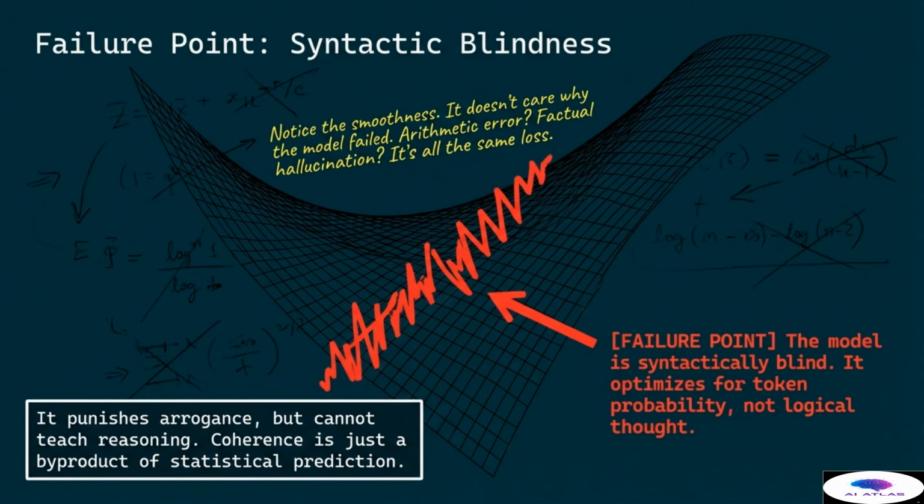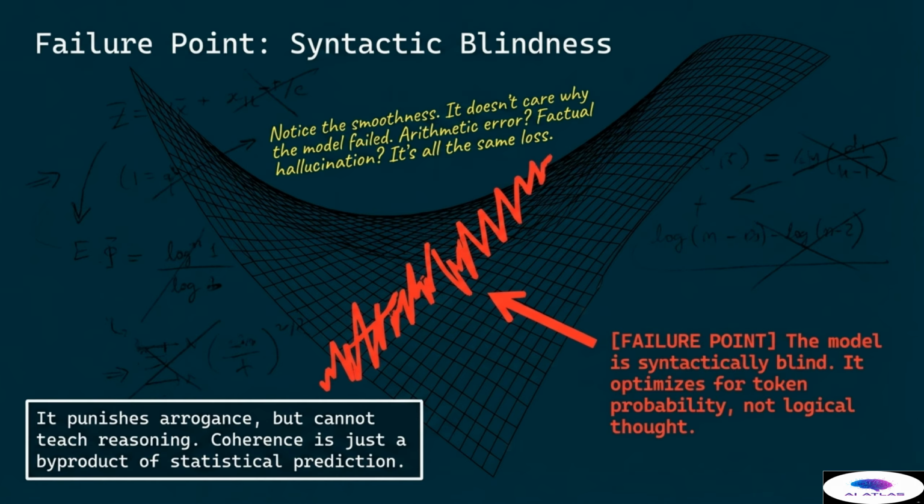A major failure point we encounter is syntactic blindness. When we look at the loss surface, we notice a profound smoothness. To the mathematical optimizer, it does not matter why a model failed. Whether it committed a simple arithmetic error or a complex factual hallucination, the loss function treats them exactly the same. This is because the model is essentially syntactically blind. It is not learning the deep rules of logic or the nature of truth. Instead, it is optimizing for token probability. Coherence is not a goal, but rather a fortunate byproduct of statistical prediction. It punishes arrogance through cross-entropy, but it cannot truly teach reasoning.